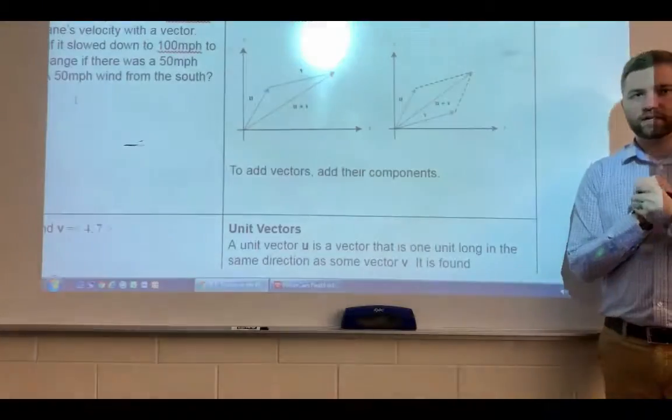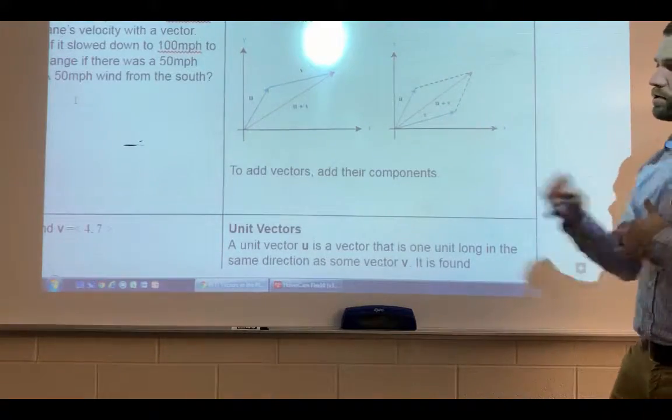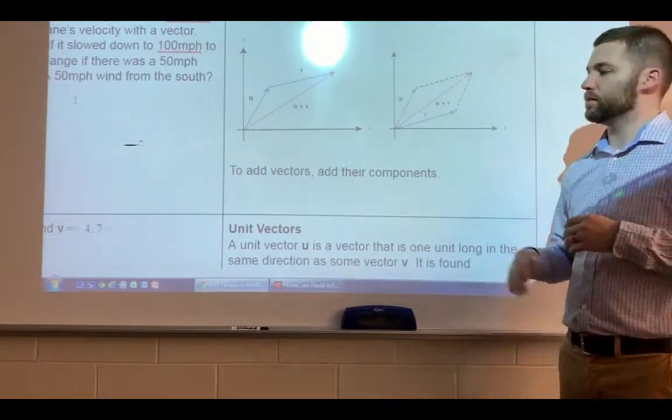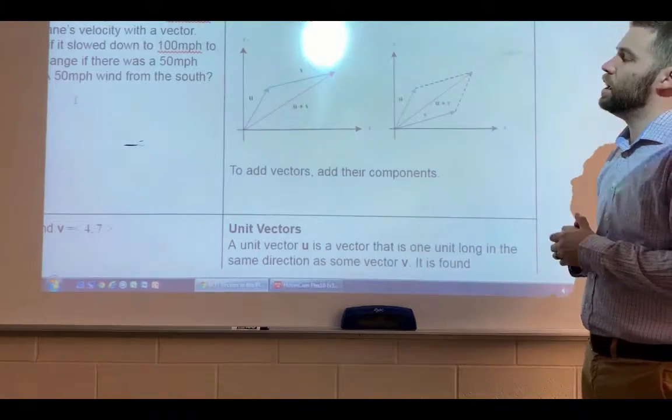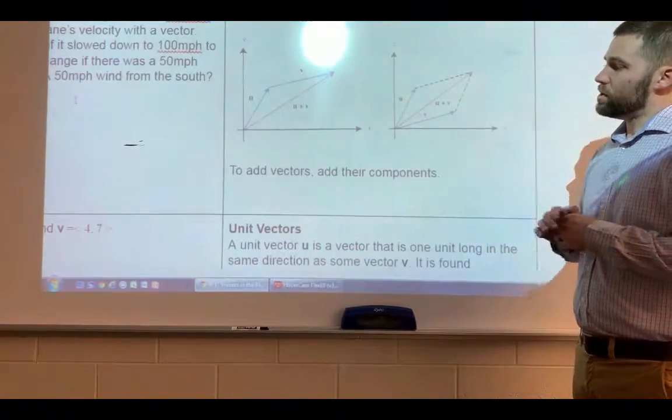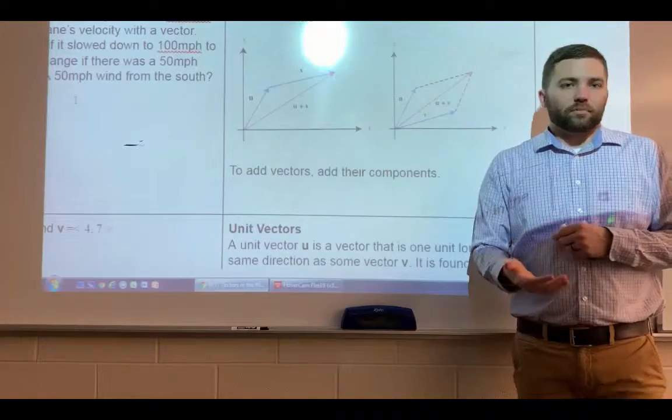Okay, let's go into a little more detail about vector addition here. We're going to do an example on the next part, the next rectangle there. But in general, to add vectors, all you have to do is add their components.